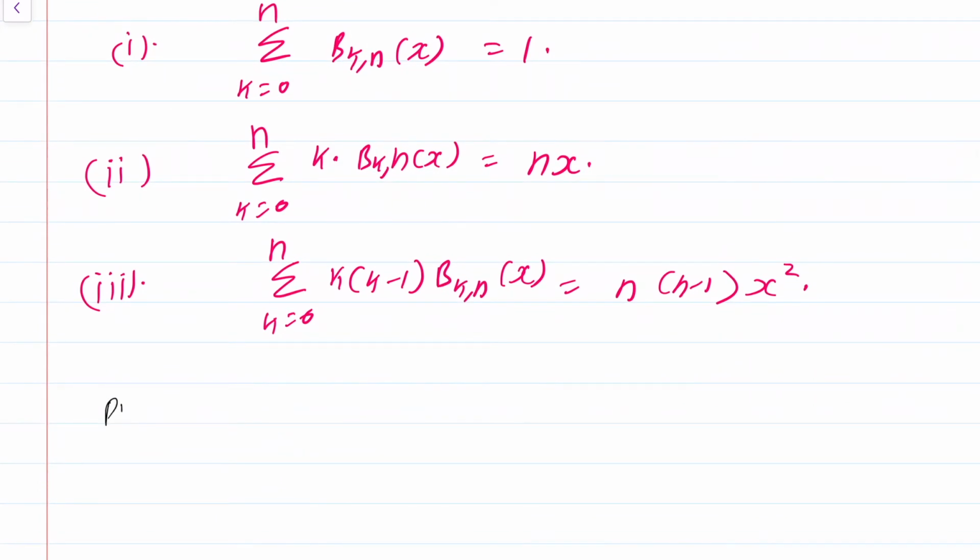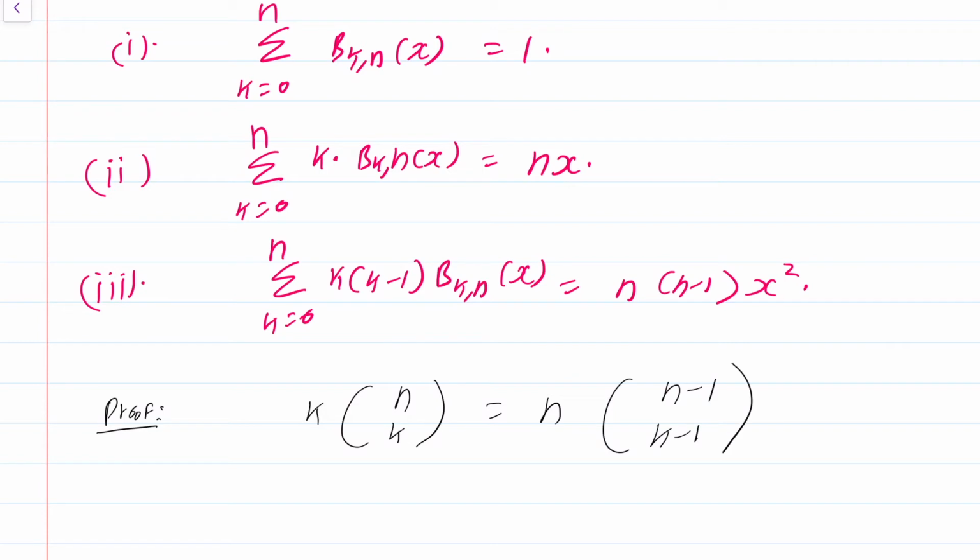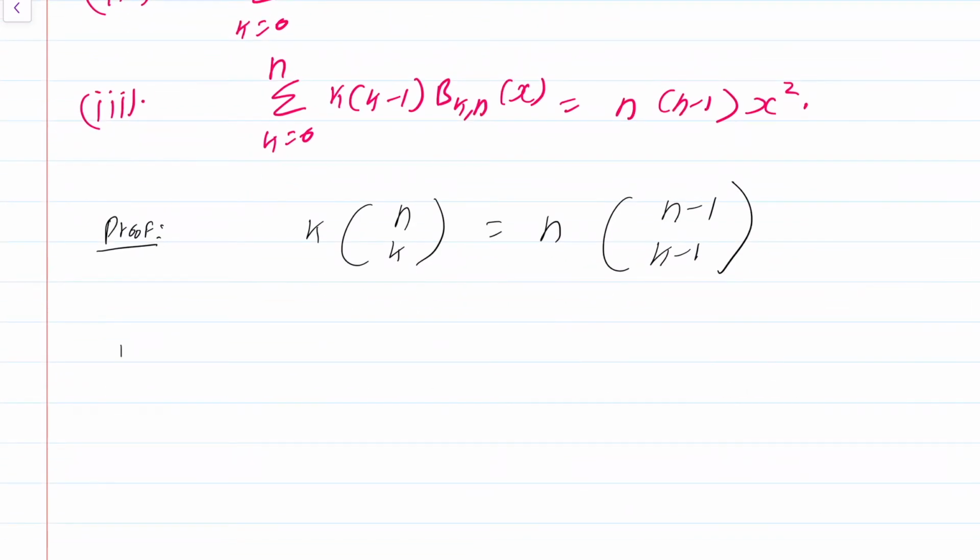For this proof, I would need one basic property of these combinations. That is, I need the fact that k times n choose k is just n times (n minus 1 choose k minus 1). I'm not going to prove this basic fact. It just involves expanding out the left hand side and the right hand side and seeing that both sides are equal. You might have seen this in high school. So this identity will be needed.